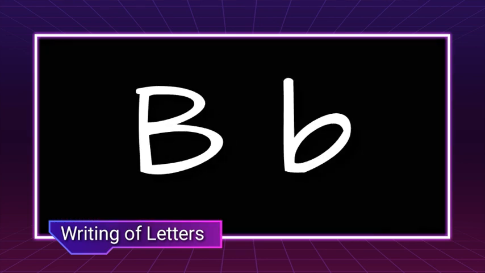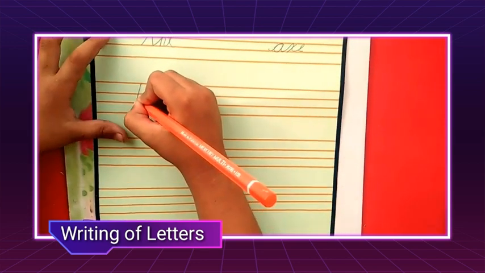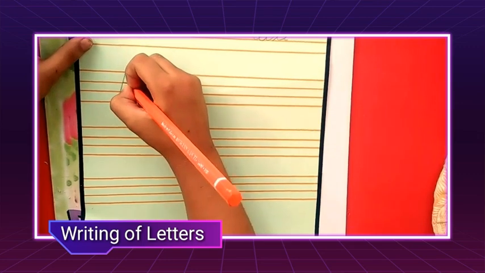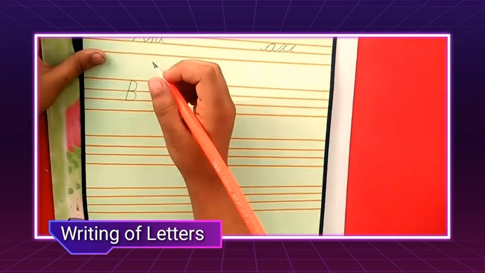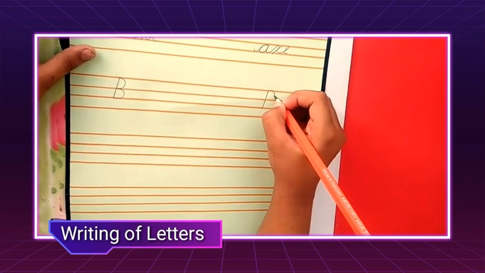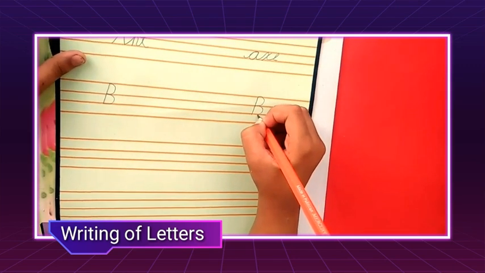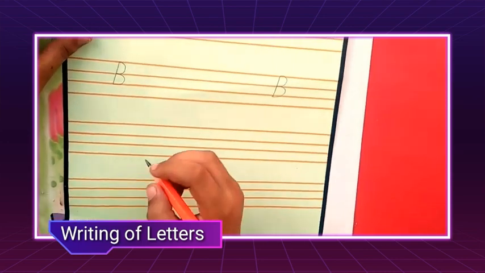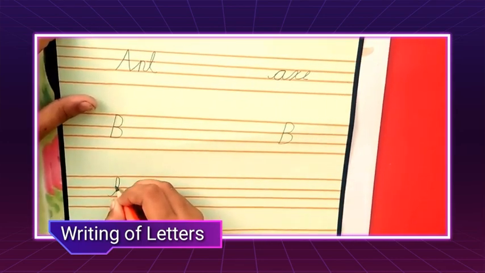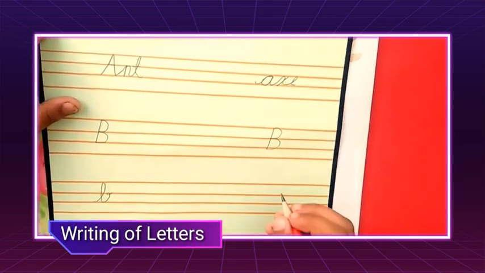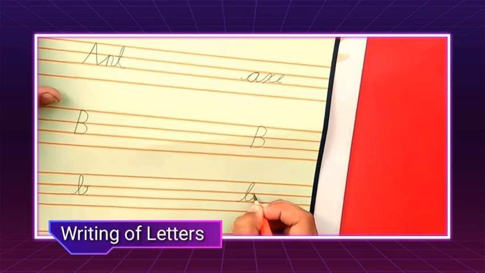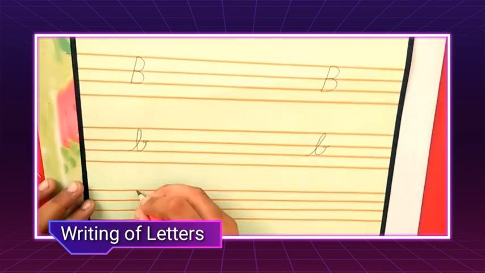B. Draw one straight line and two half circles. It's capital B. Small b in upper lines. Now words starting with B.